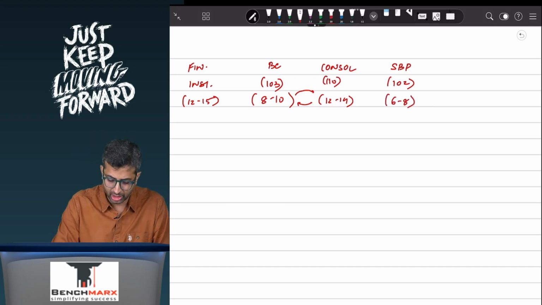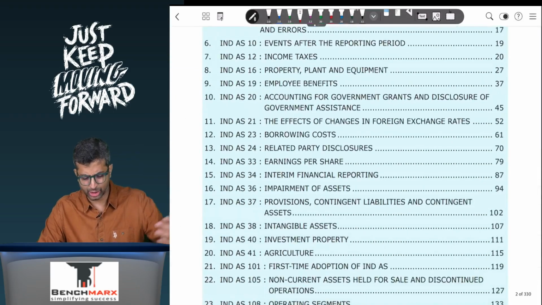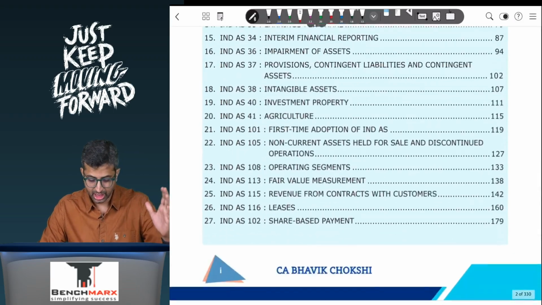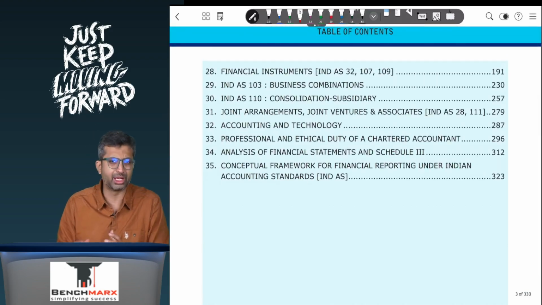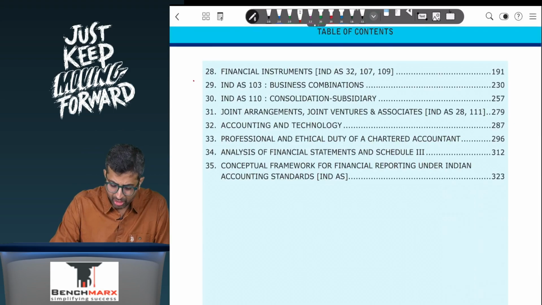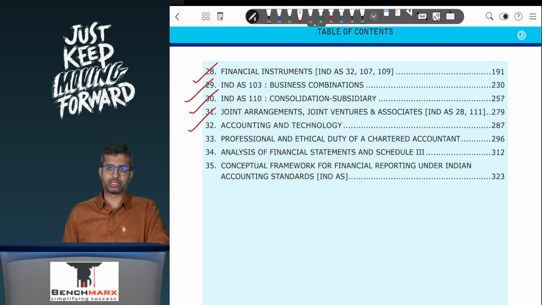So over here, if you look at your index, you will have a lot of Ind ASs, and then you have these big topics. When we look at your overall weightage, financial instruments, business combination, consolidation, and joint venture, which is also kind of an extension of consolidation itself, will necessarily come in your paper, okay? These chapters will necessarily come.